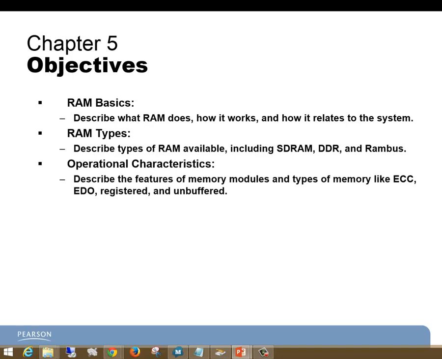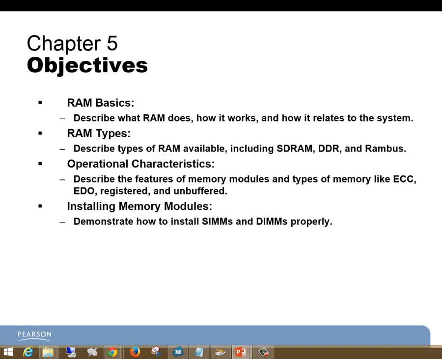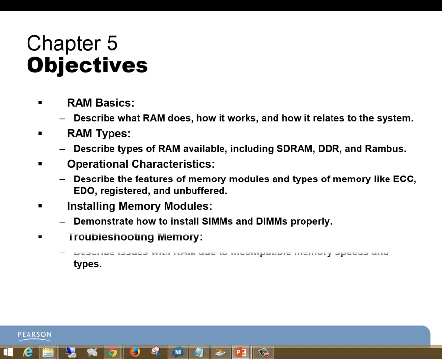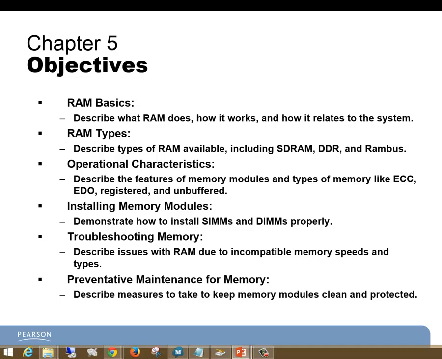We're going to talk about some of the operational characteristics, like specific types of memory you can get: ECC, EDO, registered, buffered, and unbuffered. We'll talk about how to install memory, and then some things that you can troubleshoot with memory. And finally, preventative maintenance.